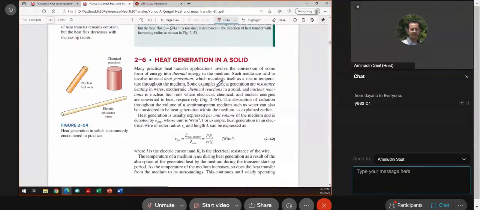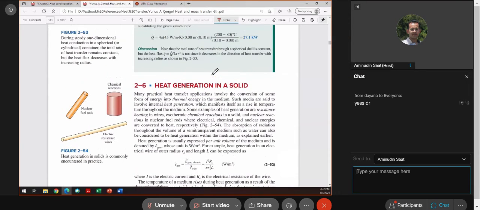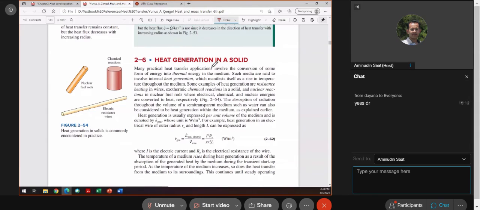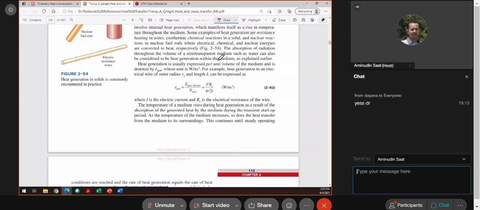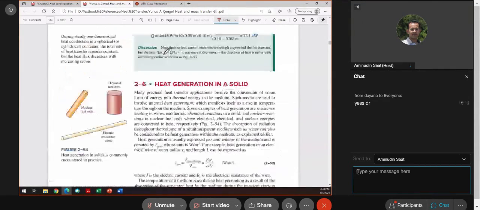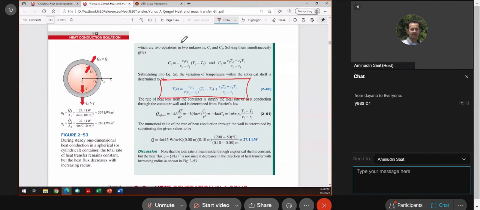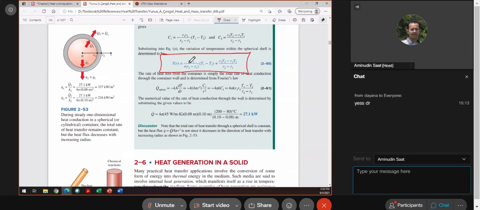Any question? Basically, our syllabus is only until this one. There is heat generation, but I will explain heat generation later in chapter 3. In chapter 2 there is some heat generation, but I will explain more in the chapter 3 topics. So basically we finish chapter 2 until this derivation of the temperature distribution and how to solve the problem of the heat conduction equation.